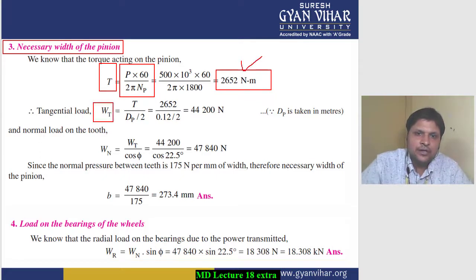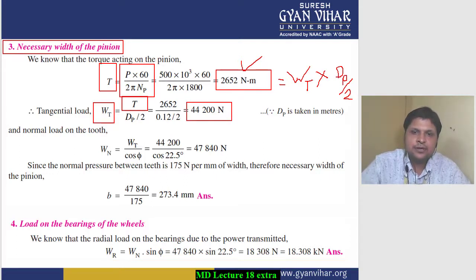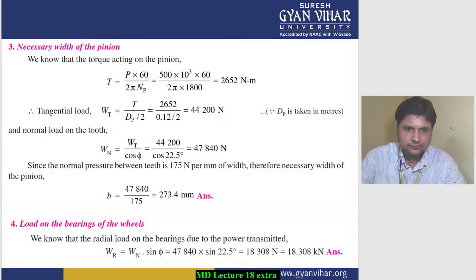Now we know the tangential load will be related to the torque transmitted. This torque which is calculated, we can also write as the load Wt into its distance from the point, that means Wt into dp by 2, which is the radius. So Wt into dp by 2 will give you the value of the tangential load as 44,200 Newton. So this is the tangential load.